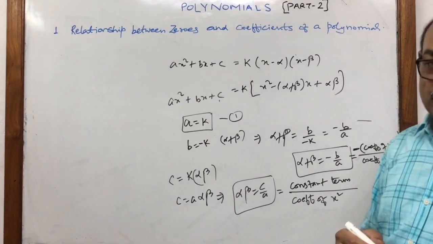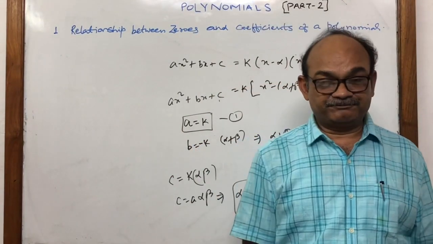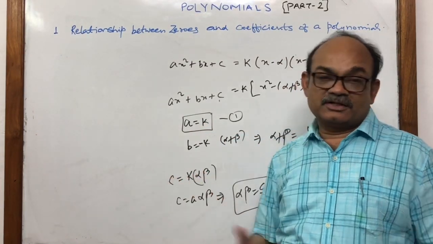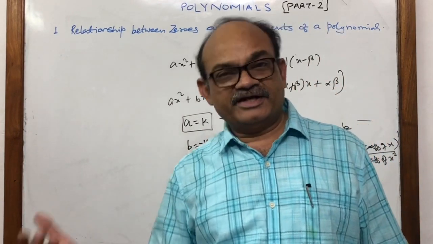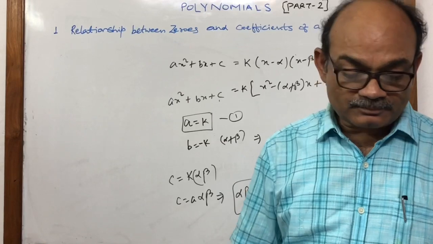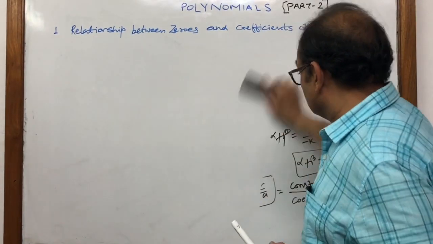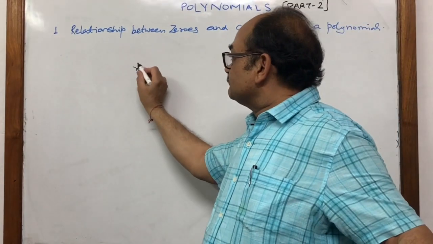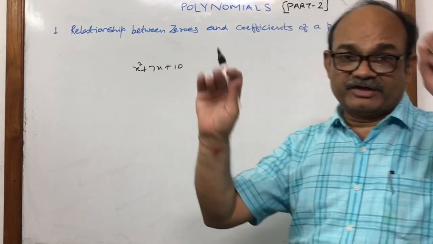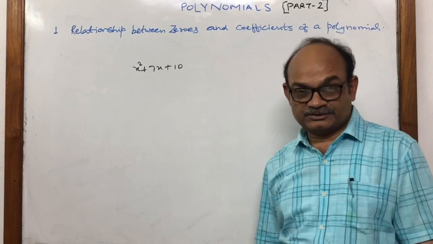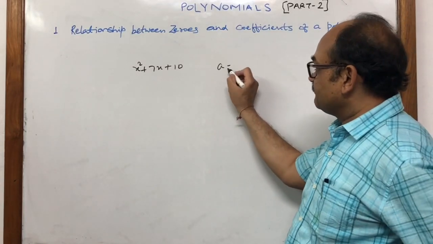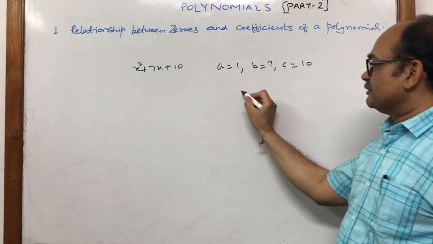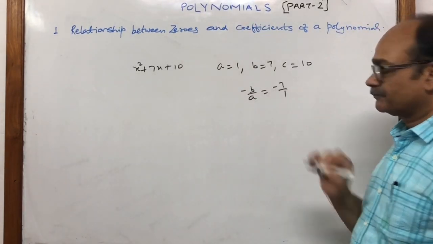So now we prove some questions. We have to verify, for a quadratic polynomial with two zeros, what the relationship is between zeros and the coefficients. Say first question: x square plus 7x plus 10. You have to verify the relationship between coefficients and zeros. So first we start with writing what is a, what is b, what is c. Very clear. It means what is minus b by a and what is c by a.